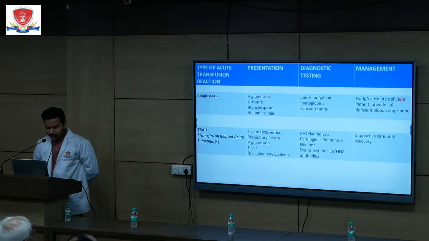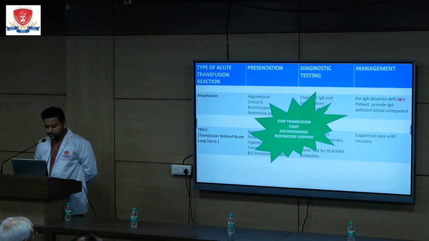Then we have the pulmonary involvement, TRALI, transfusion-related acute lung injury, in which we see severe hypoxemia, respiratory failure, hypertension, fever, and bilateral pulmonary edema. Diagnosis is ruling out hemolysis, and in chest X-ray we see non-cardiogenic pulmonary edema, and testing the donor for human leukocyte antigen and human neutrophil antigen antibodies. Management is giving supportive care until recovery. We should stop the transfusion. For anaphylaxis, we should start antihistamines, and probably we should give respiratory support to the patient.